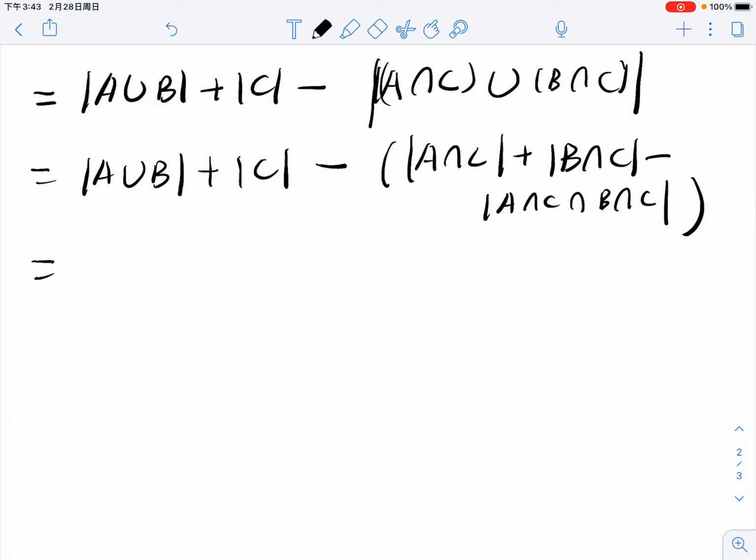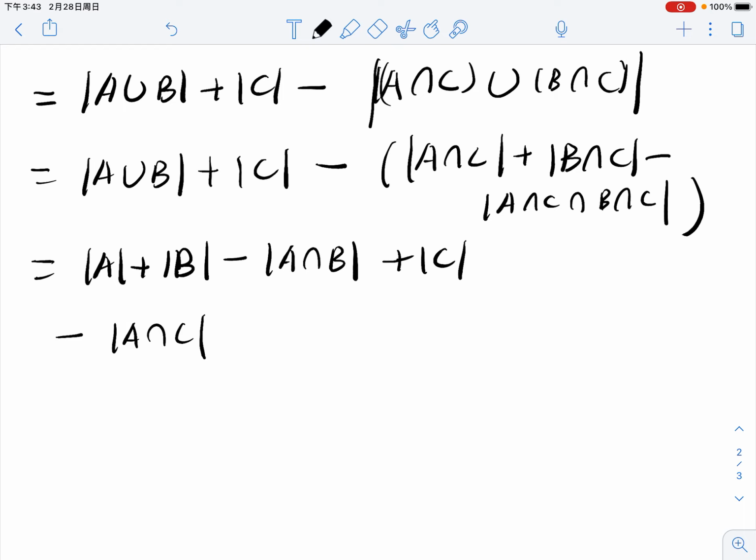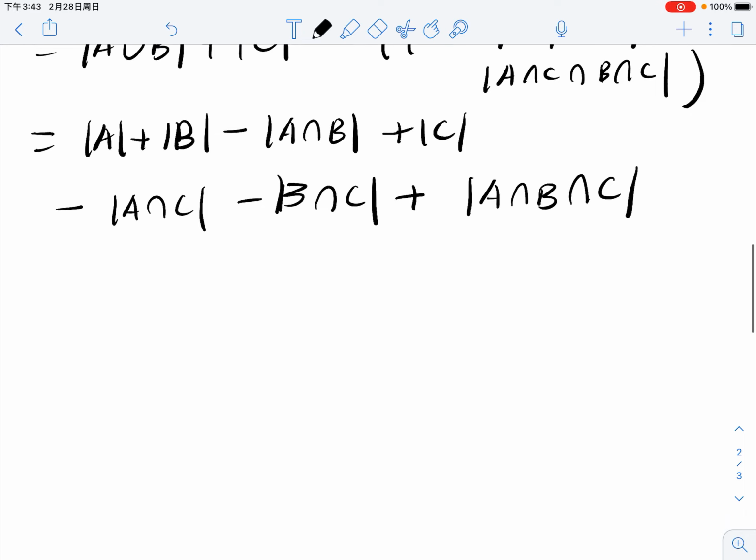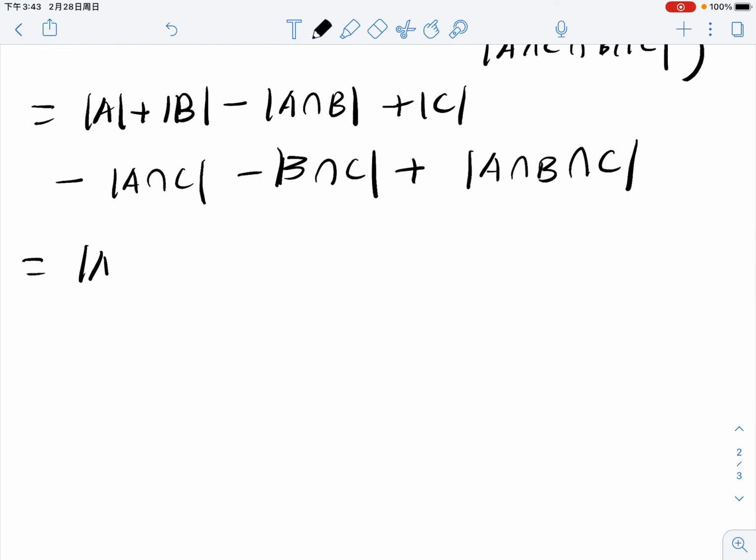And similarly, for the first term, you can also apply the formula in the first example. That will be absolute value of A plus absolute value of B minus absolute value of A intersection B plus absolute value of C minus absolute value of A intersection C minus absolute value of B intersection C plus absolute value of A intersection B intersection C. And if you rearrange the order, then we have a slightly beautiful formula.